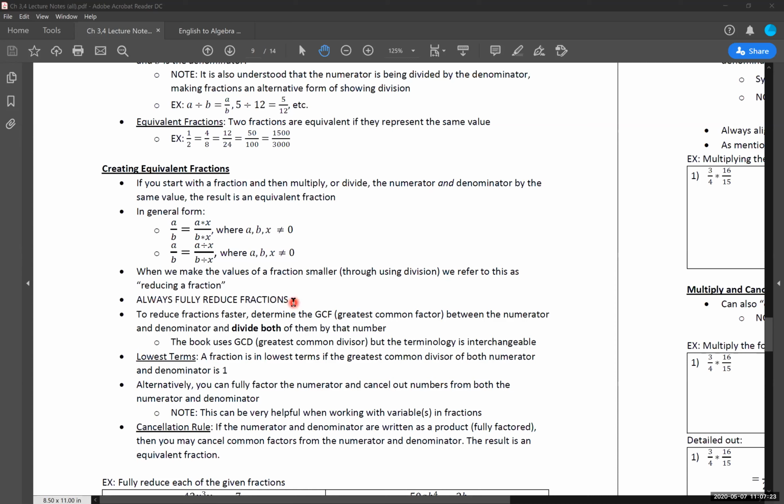This is going to be especially true when we have test 2 next Friday, which is going to have fractions on it. You will want to fully reduce all of your fractions down. If you do not do that, you are not going to get full points.